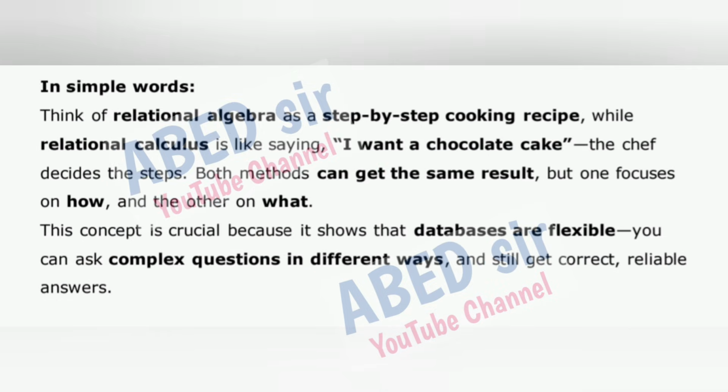In simple words, think of relational algebra as a step-by-step cooking recipe, while relational calculus is like saying, I want a chocolate cake, and the chef decides the steps. Both methods can get the same result, but one focuses on how and the other on what. This concept is crucial because it shows that databases are flexible. You can ask complex questions in different ways and still get correct, reliable answers.